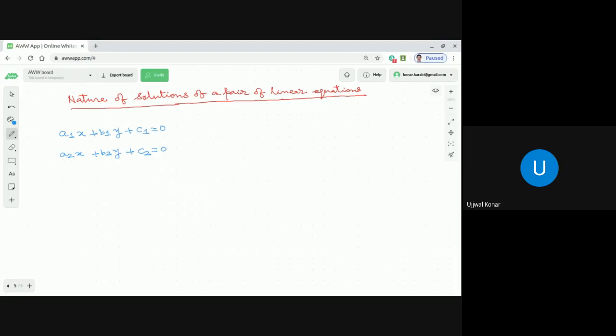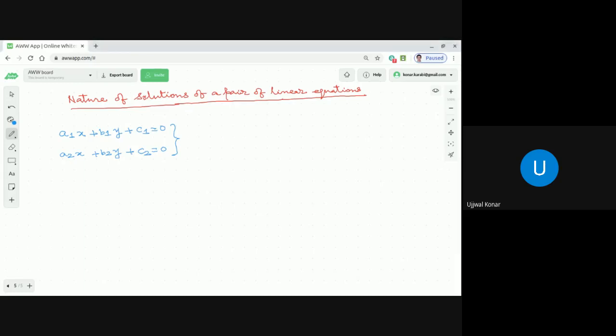What are these? a1 and b1 are the coefficients of x and y in the first equation. a2 and b2 are the coefficients of x and y in the second equation. And c1 and c2 are the known constant quantities. Now this pair of linear equations may have a unique solution, an infinite number of solutions, or no solutions.